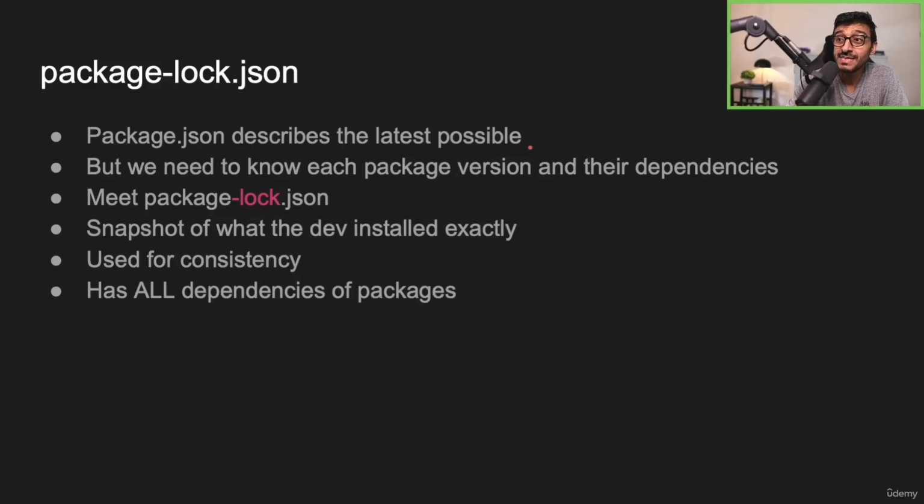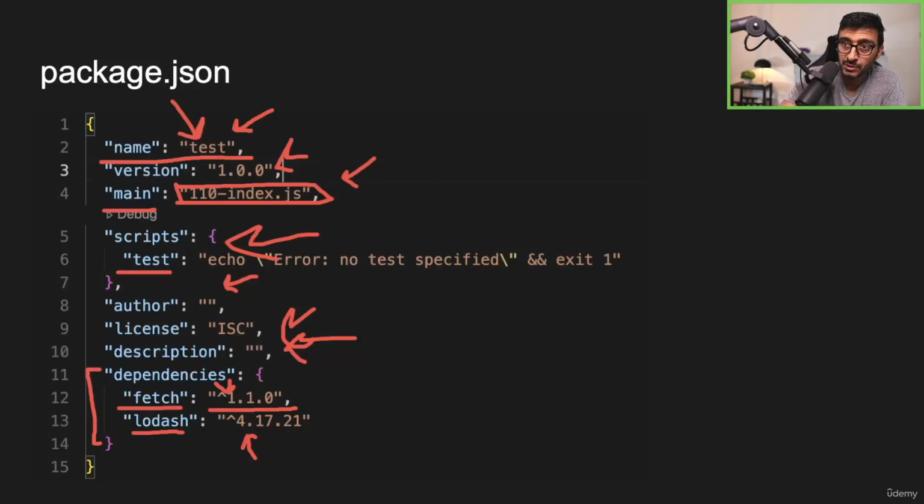Package.json describes the latest possible based on semantic versioning. So if I give you my package with just the package.json and I say, hey, install this, you will look up the package.json. You will find that these are the dependencies. And what you're going to install is the latest possible allowed by the semantic versioning, right? Based on this guy.